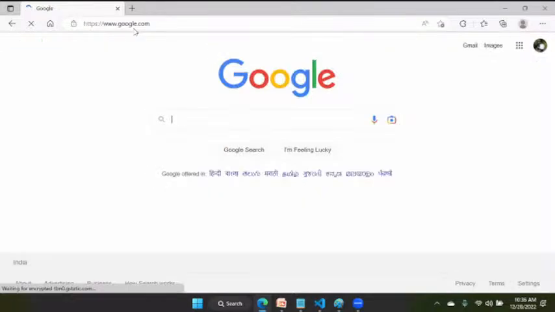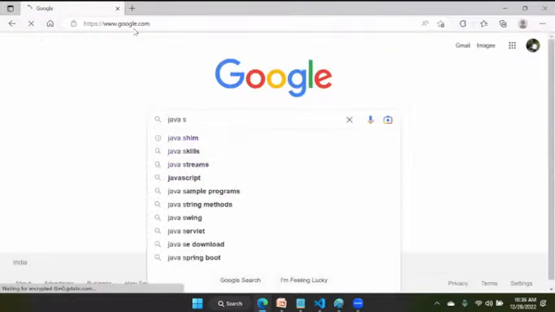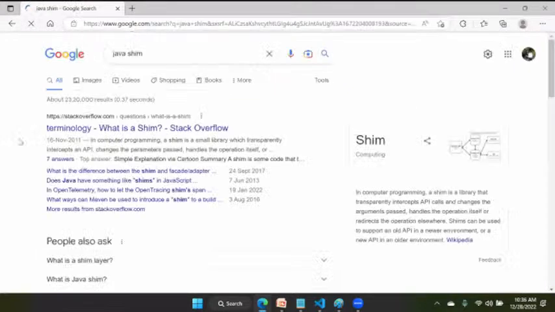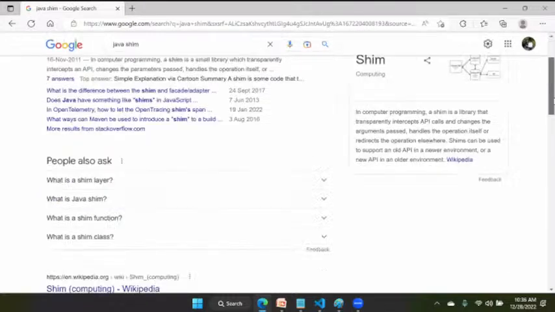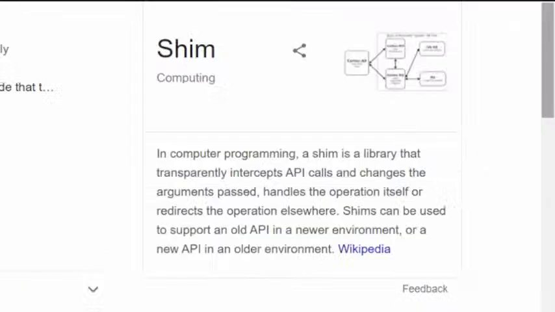Google, suppose I say Java shim. You have the Java shim. You can see there is a library called shim in Java. Actually, it is used in APIs, because APIs are platform neutral. They can run on every operating system. Java, .NET, everybody uses it. This shim is used in every technology that says it is platform neutral.